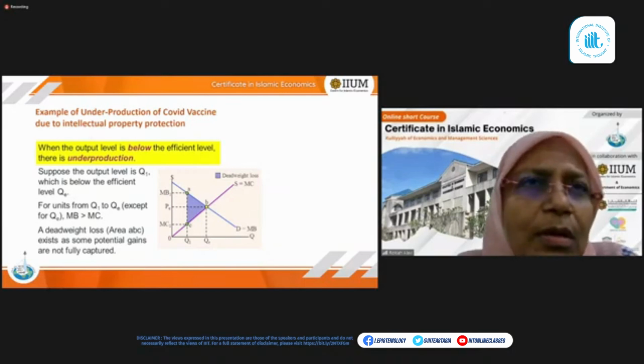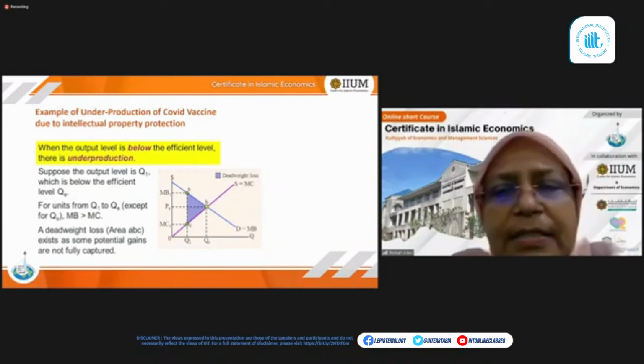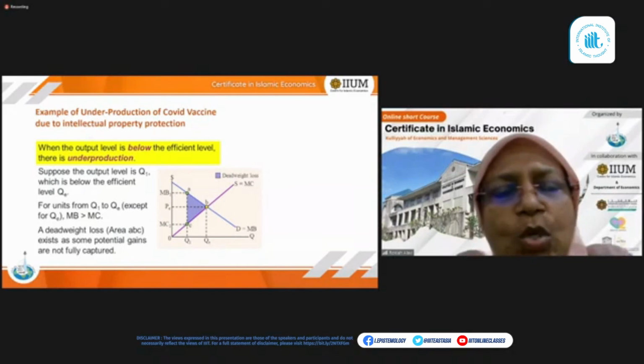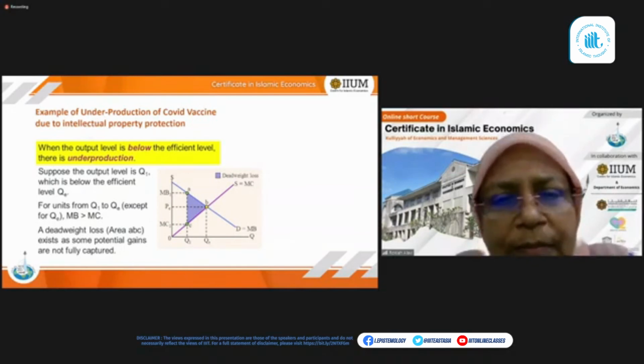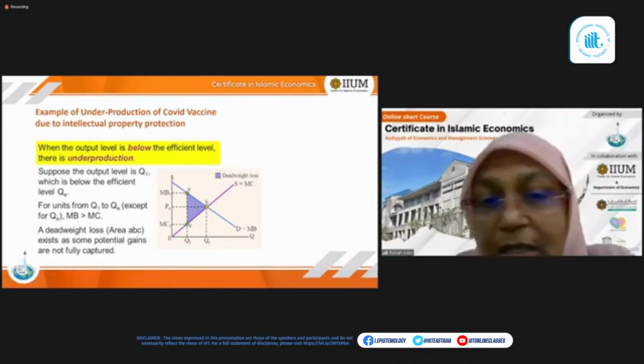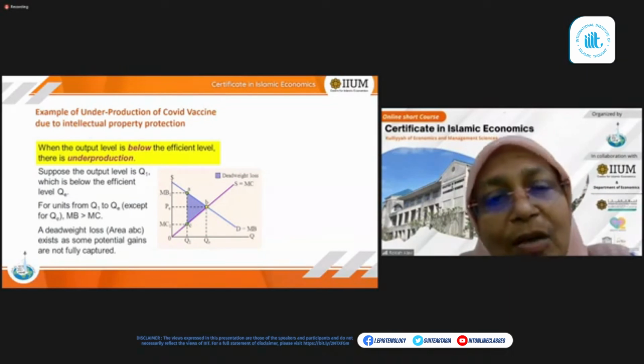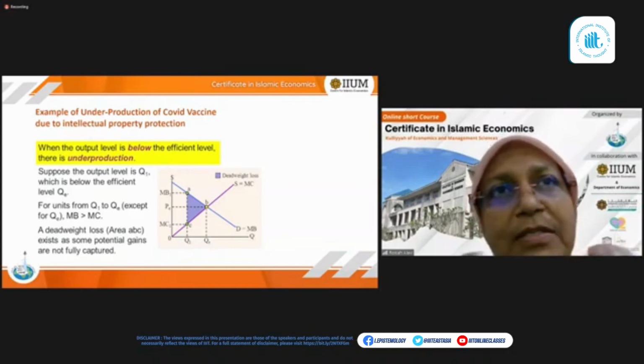I hope I'm not confusing you. Compulsory licensing is a license issued by the government without the consent of the patent owner. Voluntary licensing is where the government issues a license with the consent of the owner. There are many cases where the patent owner doesn't allow, for example, AIDS medicine. There we have compulsory licensing. Many governments have actually issued compulsory licenses, including Malaysia. We have once issued compulsory licensing.